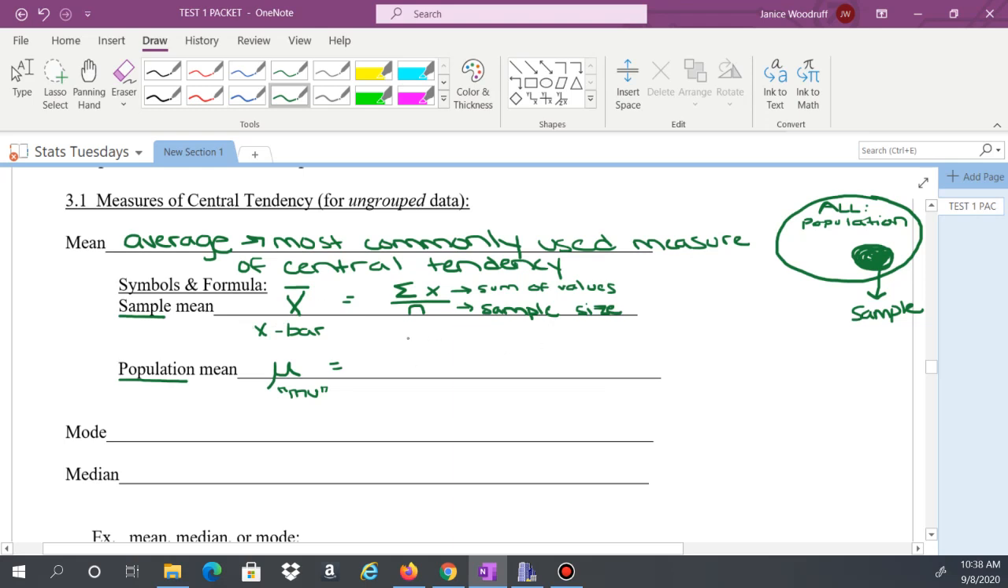The population mean formula is actually almost the same. You have the sum of your X values, but this time you're dividing by an uppercase N. So it's the sum of the values divided by the population size.